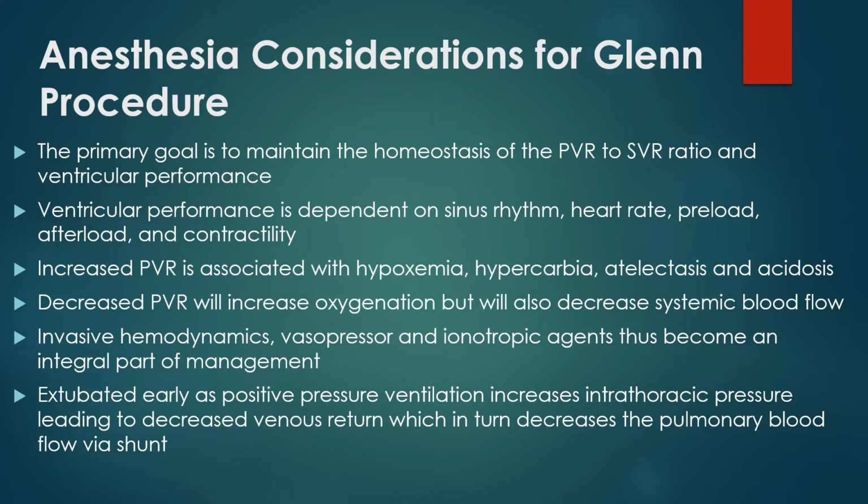Anesthesia for the Glenn procedure, primary goals are to maintain the homeostasis of the PVR to SVR ratio, like any other cyanotic, where you're trying to balance the PVR and SVR so you've got enough blood flow to oxygenate the patient, but enough SVR to avoid right to left shunting and to provide systemic perfusion. Ventricular performance is dependent on sinus rhythm, heart rate, preload, afterload, contractility, all these things. So this is one of those things where you've got a pretty sick baby with systolic failure.